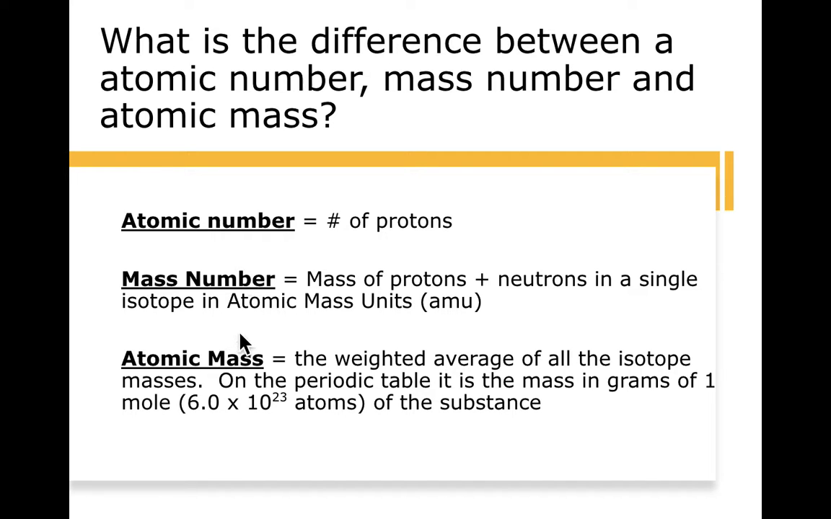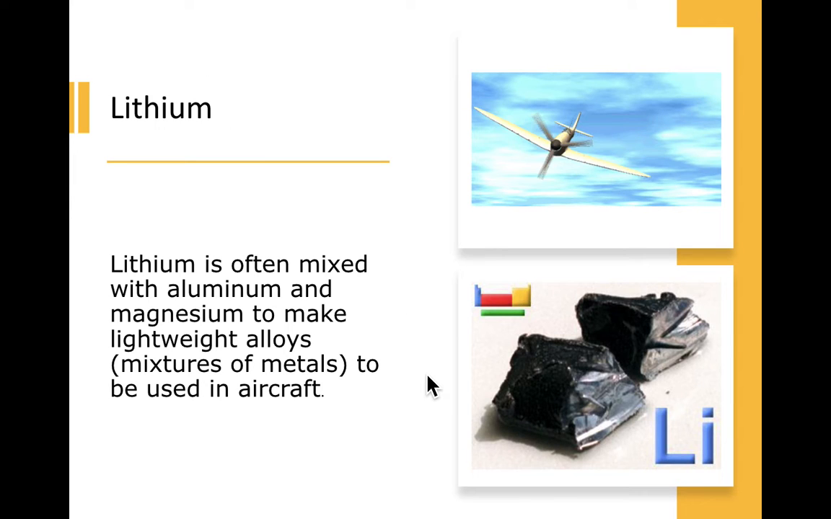Now note the difference here in atomic mass, the thing that actually appears on the periodic table. The atomic mass is the weighted average of all the isotope masses. In other words, it's the average mass. On the periodic table, we'll learn about this later, but it is also the mass in grams of 1 mole, or this huge number of atoms, 6.02 times 10 to the 23rd atoms of the substance. So it's an average weight of the isotope, okay? And it's a weighted average, kind of like your grades were weighted. And where do we get the weights? Well, we look at something called isotopic abundance, but let's look at an example.